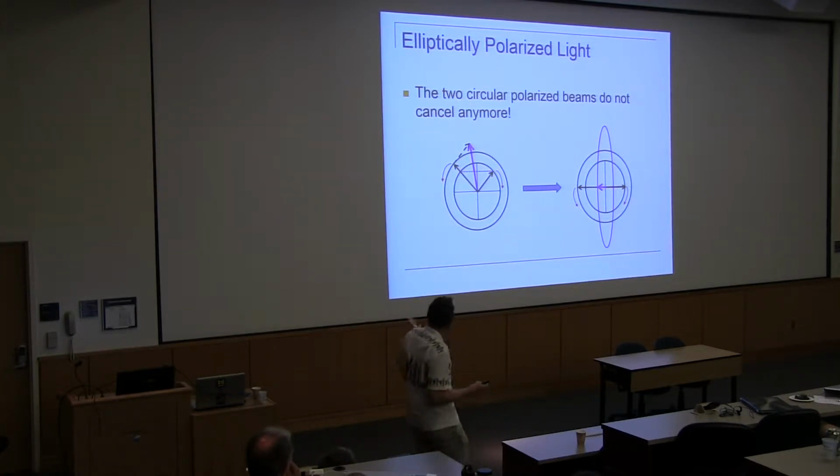Right? So we could measure this. We can, again, start with the linearly polarized light and then measure this ellipticity that results from this in the Faraday experiment.